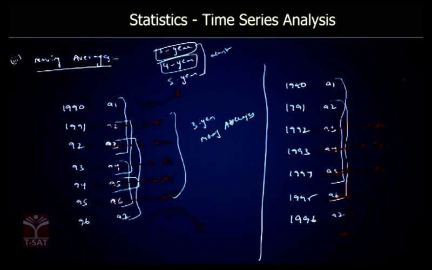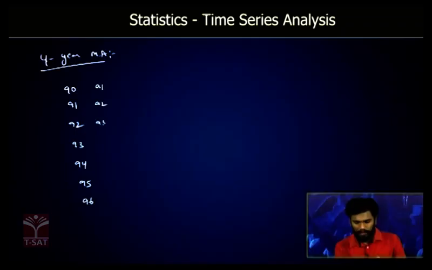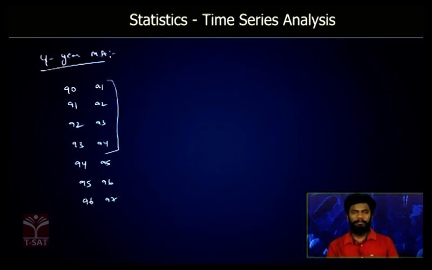So these are two important points you have to remember in 5-year moving average and 3-year moving average. Now let us see the 4-year moving average. Consider data points 90, 91, 92, 93, 94, 95, 96. Consider the values A1, A2, A3, A4, A5, A6 and A7. Now find the 4-year average of A1, A2, A3 and A4.